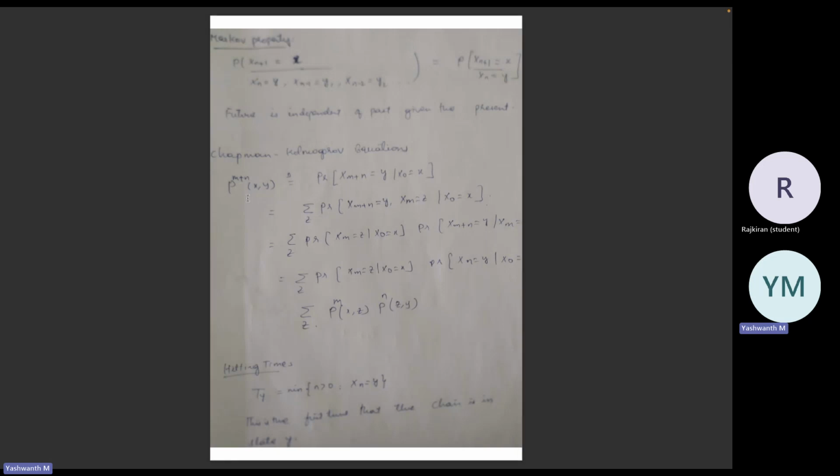So this notation p to the power of m plus n of x comma y means you are in state x, and after m plus n transitions or steps, what is the probability that you are in y? Initially you are in x, and in m plus n steps you should be in y. This doesn't mean that between 0 and m plus n it's not in y. It can be or it cannot be in y, but at m plus n it should be in y. That's all it means.